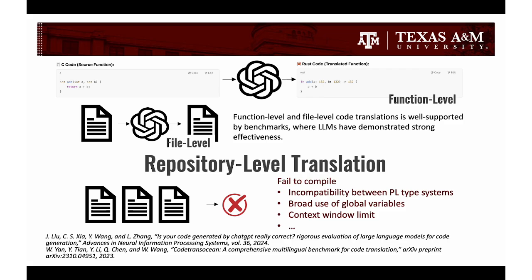This is understandable, as repositories are significantly larger in scale compared to individual functions or files. They often involve cross-file references, which are difficult to capture when the entire code base cannot fit in the model's context window. And we have to segment the code, which leads to memory loss.